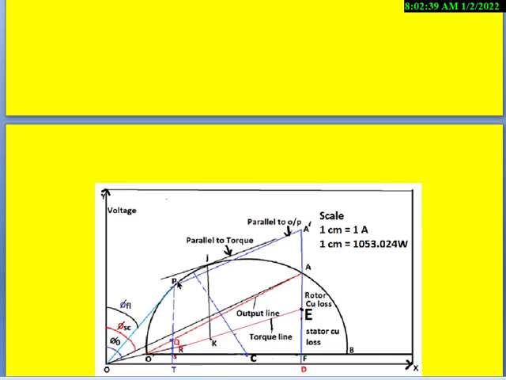This PQ represents the output corresponding to the 125% load, whereas PT represents the input to the motor, and J represents the maximum torque developed.